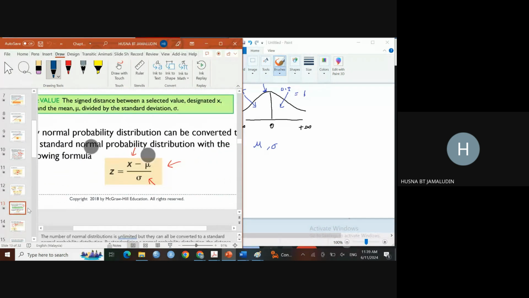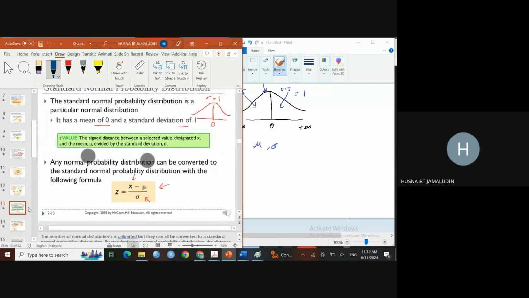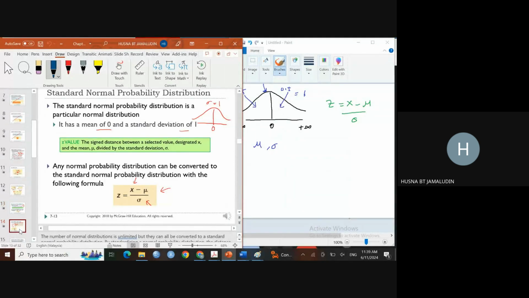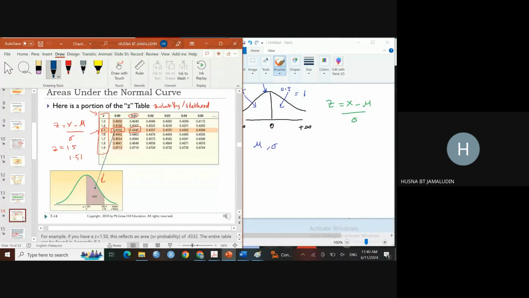This is the key formula in this chapter. You have to remember this formula by heart. The formula is Z equals X minus mu over standard deviation. You need to apply the formula of Z in order to find the probability. Let's look at the next slide. This is just the example.